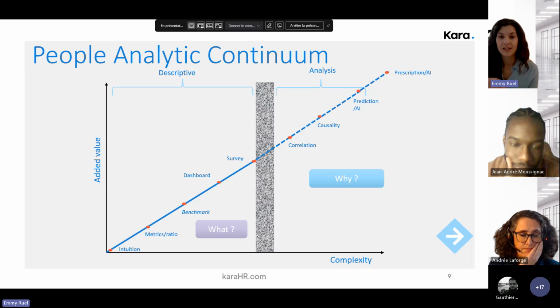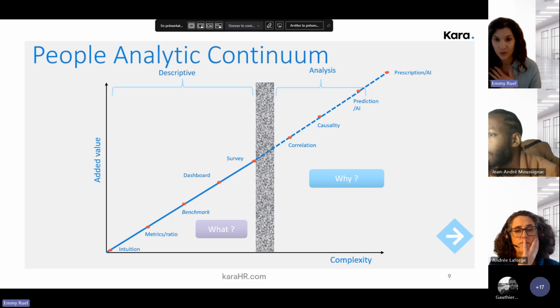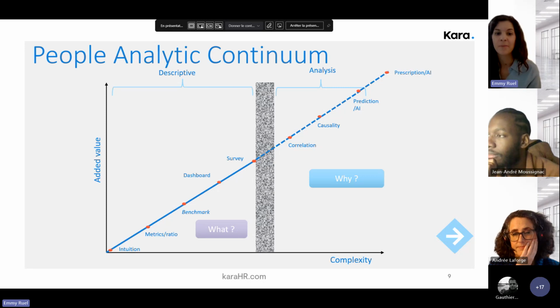The second one is the metrics, or ratios. So here are the indicators. Here I start measuring certain situations, such as the turnover rate or my recruitment. That's the kind of stuff I will measure. And then the third one is benchmarking. So here I want to compare myself, okay? Compare my results to make sure that I don't have any problems.